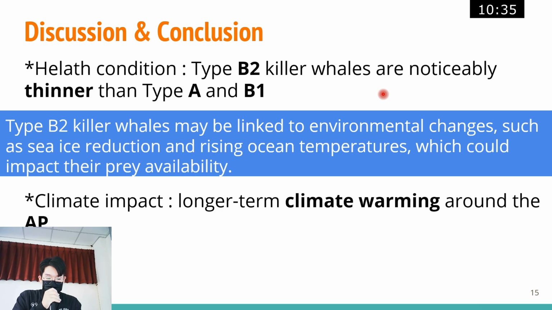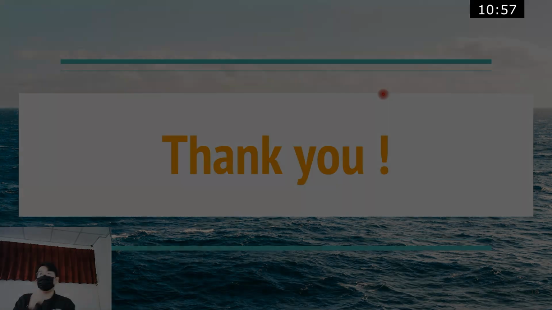So the conclusion drawn after the discussion is that the findings suggest that the poor body condition of type B2 killer whales may be linked to environmental changes, such as sea ice reduction and rising ocean temperature, which could impact their prey availability. Thank you.